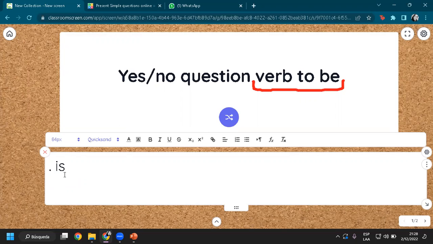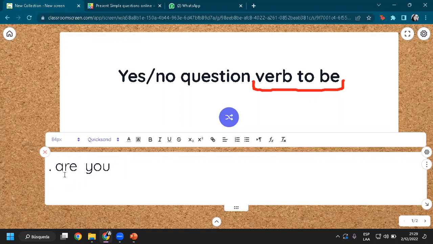¿Qué necesito después? Subject. The subject. Good job. Ok, Lily, ¿cuál subject vamos a usar con is? Ok, hagámoslo desde el inicio. Deme un subject, please. Are. Ok, are. ¿Qué sujeto va con are? You. Ok, you. Podemos usar you.